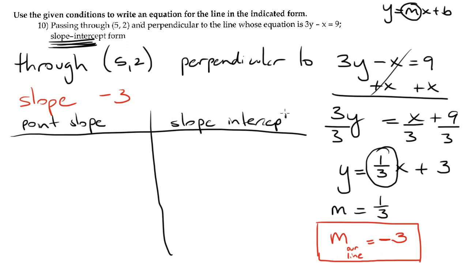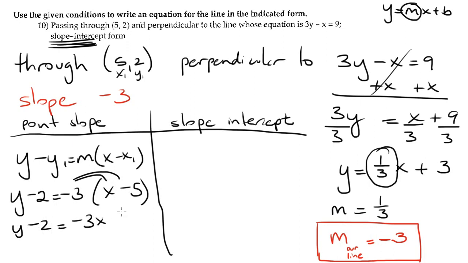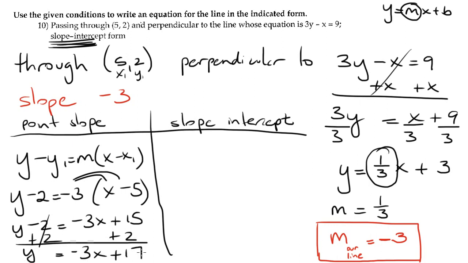It's your choice. Point-slope form: y minus y1 equals m, the slope, times x minus x1. And my point will be (x1, y1). So y minus 2 equals -3, my slope, times x minus 5. I'll distribute. y minus 2 equals -3x plus 15. Add 2 to both sides of this equation. y equals -3x plus 17. There's the equation of my line in slope-intercept form.